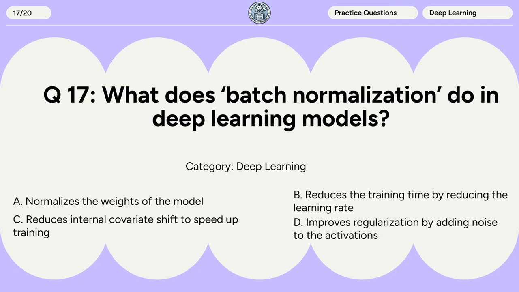Question 17. What does batch normalization do in deep learning models? A. Normalizes the weights of the model. B. Reduces the training time by reducing the learning rate. C. Reduces internal covariate shift to speed up training. D. Improves regularization by adding noise to the activations.